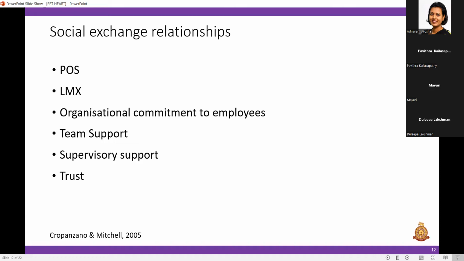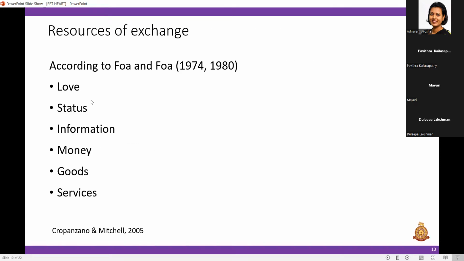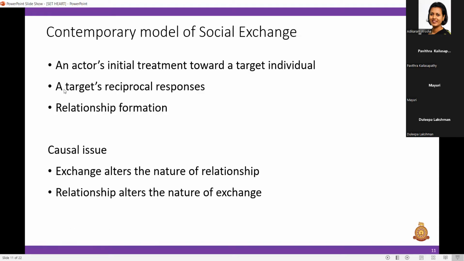theory. Similar to perceived organizational support, there is also organizational commitment to employees, right? How employees feel the organization is committed towards them, their welfare. So they sort of distinguish it from POS. So that also can be used in social exchange theory. Then there is team support, supervisory support. So these all fall into this exchange, right? Love or support exchange.